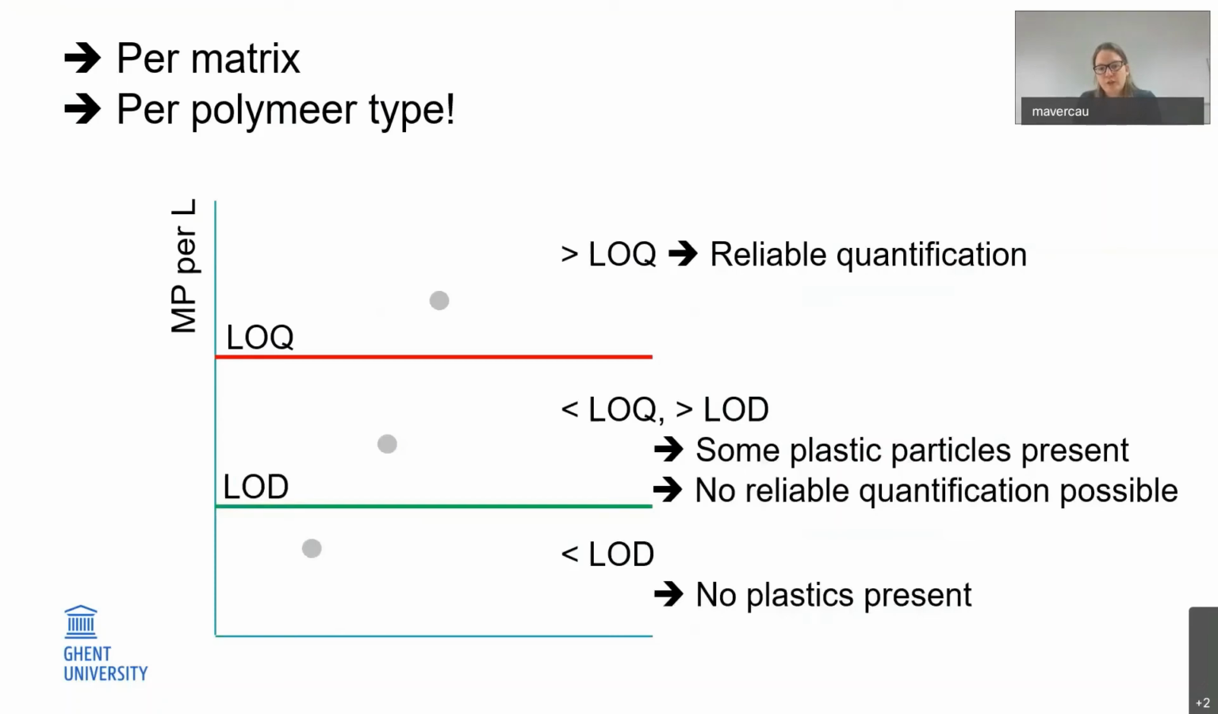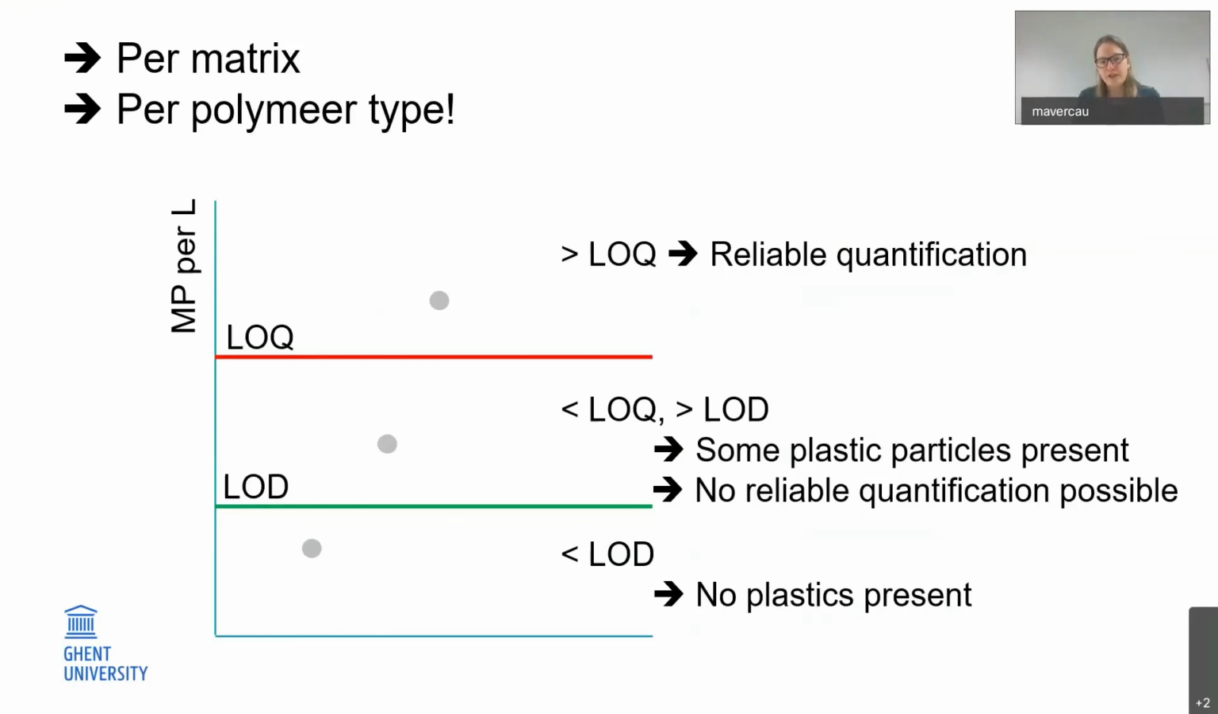And when we find a value in our sample that is higher than LOQ... So LOD and LOQ are based on blank samples that are collected in roughly the same manner as the real samples. So then we calculate the LOD and LOQ values on the blank samples, and then we compare these values to the real environmental samples. And if the concentration of plastics is higher than the LOQ value, then we estimate that the quantification will be reliable. So we find enough particles so that we are sure that they are not due to contamination, for instance.